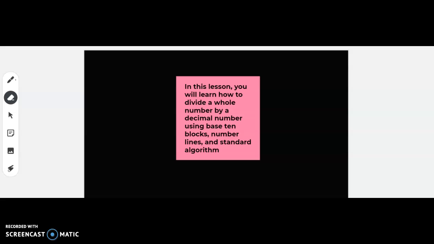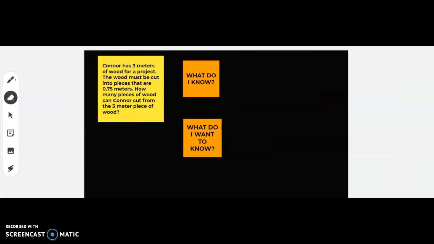In this lesson, you will learn how to divide a whole number by a decimal number using base 10 blocks, number lines, and the standard algorithm for division. Let's start with an example.